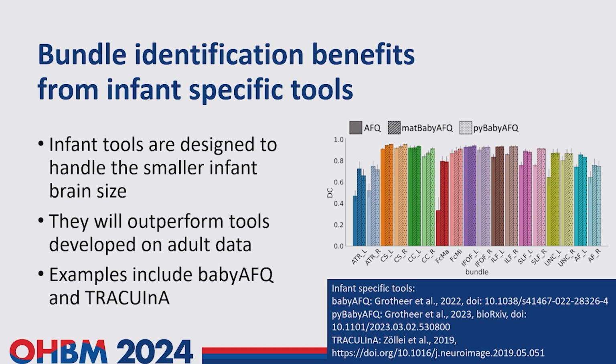And this is true regardless of whether you use the MATLAB or the Python implementation of the tool. And most importantly, I hope that this illustrates the importance of using infant-specific tools for infant bundle identification. And luckily, more and more tools are becoming available to you. So instead of baby AFQ, you could, for instance, also use Tractometry, which is the infant-specific implementation of TRACULA that we have already heard about today.